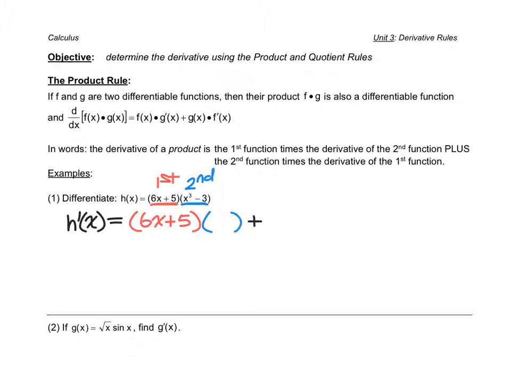which is going to be what? 3x squared. Then I'm going to add to that my second function in its original form and multiply that by the derivative of the first function, which would be what? 6.